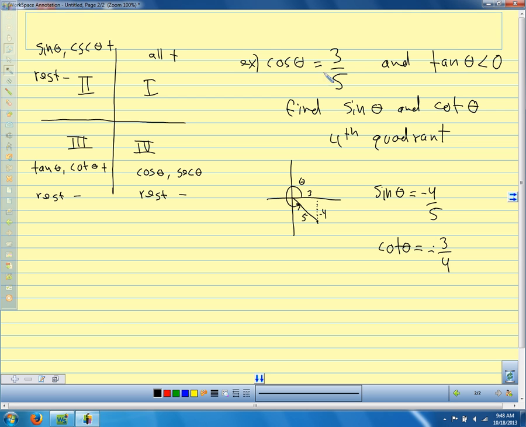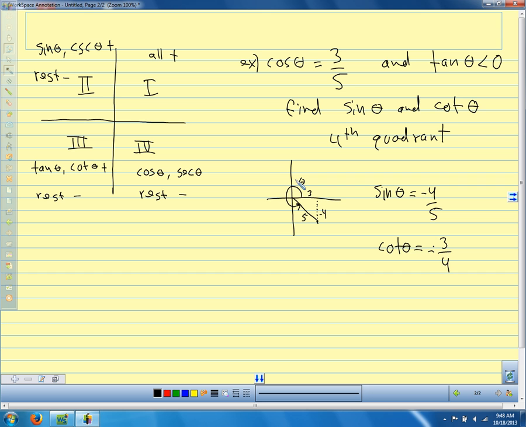So anytime you have your trig functions in a ratio, you can draw a triangle and you can find the third side of that triangle. Use the information that you have to figure out what quadrant you're in, and then you can find all of your trig ratios. Questions on that? So really not much different than what we've been doing with right angle trigonometry. We're just moving our triangle around and putting a positive and negative on some of the sides.